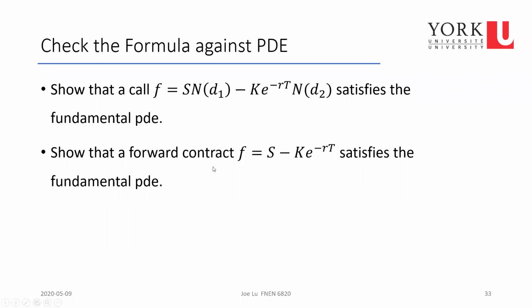And also here we have a forward contract, which should have a pricing formula of this form. Now, if this is the right pricing formula for a forward contract on a stock that follows the log normal process and pays no dividend, this pricing formula for the forward contract should also satisfy the fundamental partial differential equation. Okay, let's see whether that's the case.